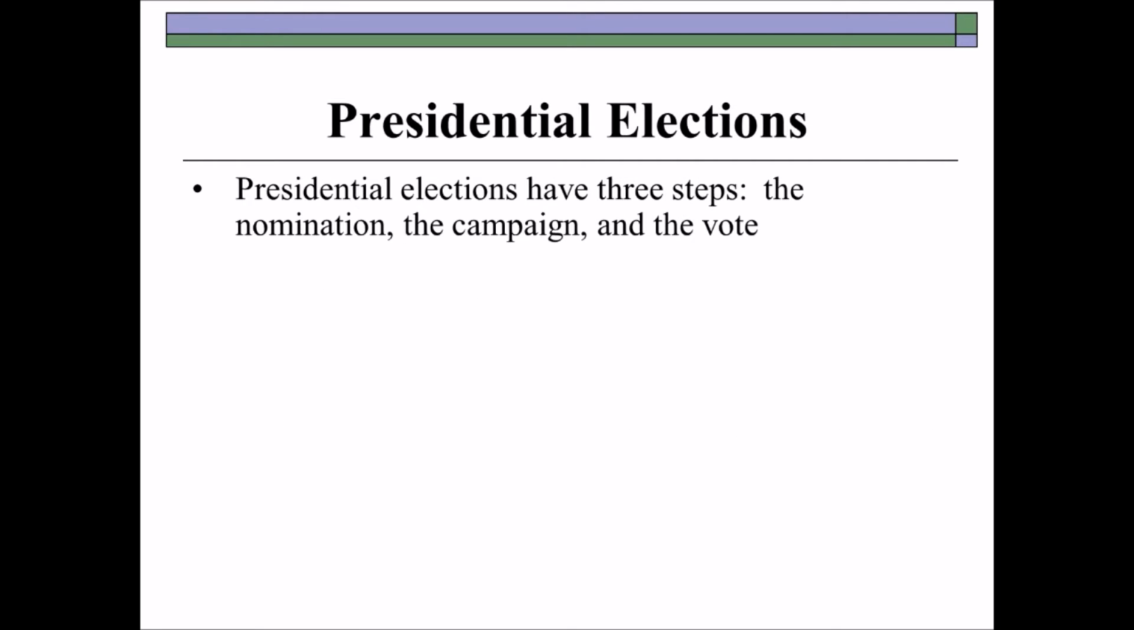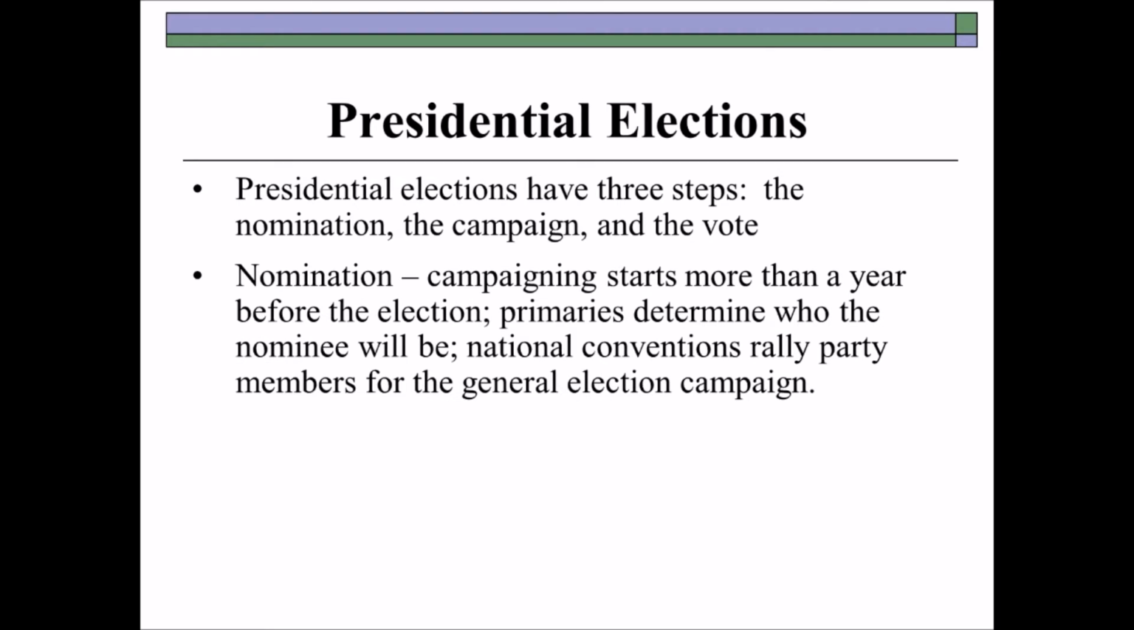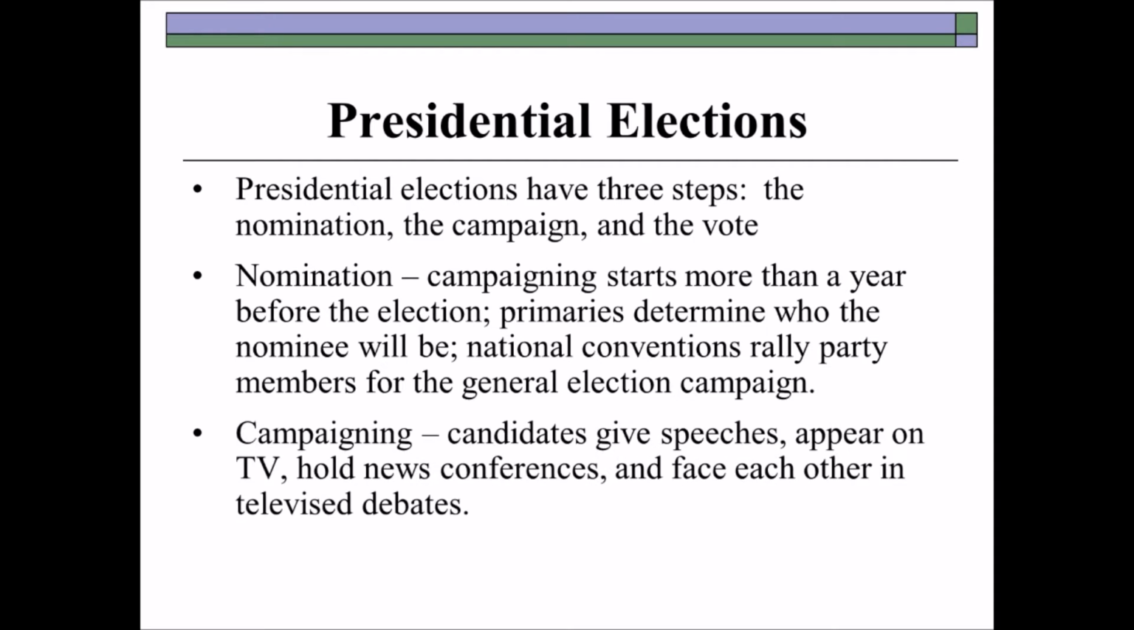Now we go on to presidential elections. All right, there's 3 steps to a presidential election. That's nomination, the campaign, and then the final vote. The nomination, campaigning can start a year, now it's really almost 2 years before the actual presidential election happens. Now the primaries determine who the nominee will be for whichever party you're in. So if you're Green Party, Republican Party, Democrat Party, the primary process is the election process to determine who will be your candidate. Then you go to the National Convention, they rally party members together, and then they have their general campaign after that convention that decides who the nominees will be.